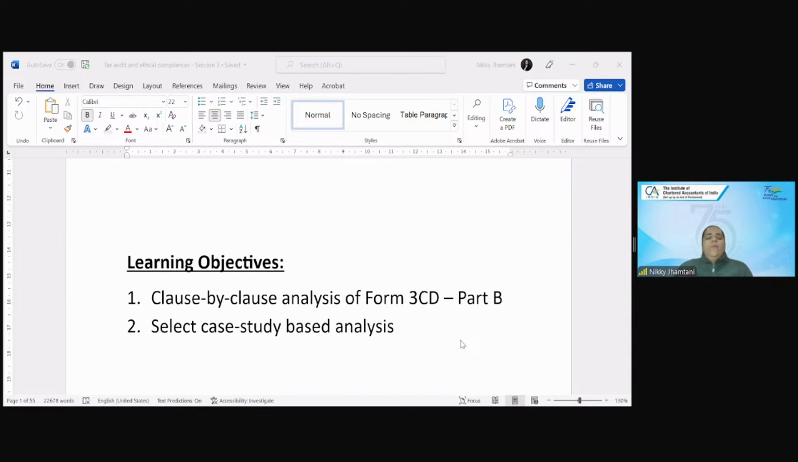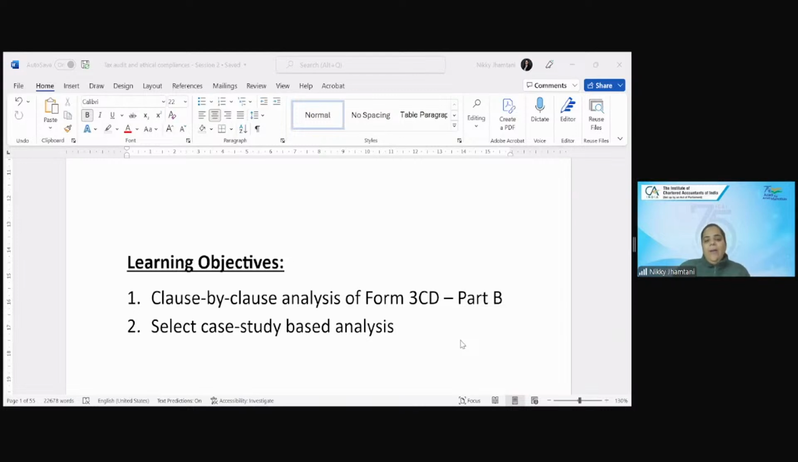Now, moving on further in Form 3CD, D for Denmark, in Form 3CD, Part B. So, Part B is in fact a more detailed analysis talking about various sections of the Income Tax Act under which you have to, as a tax auditor, do the reporting. You have to verify the books, you have to see various sections' requirements, and then fill up Part B. So today we'll do clause by clause analysis of Form 3CD Part B.